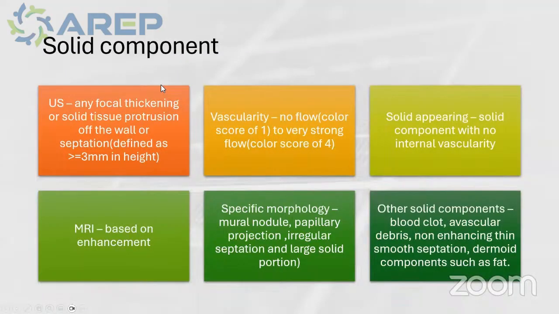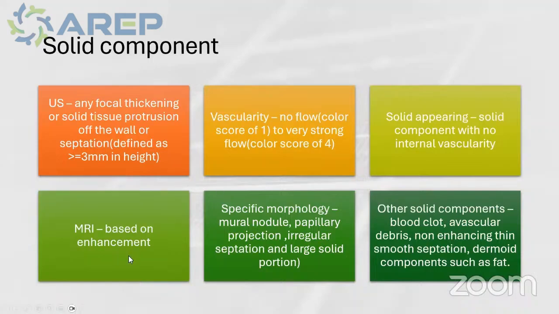And coming to the solid component, in ultrasound, any focal thickening or a solid tissue protrusion of the wall or septation more than or equal to 3 millimeters in height is defined as a solid component. And we also assess vascularity, which is graded with a color score from 1 to 4. And a solid appearing component is one which has a solid appearance but no internal vascularity.